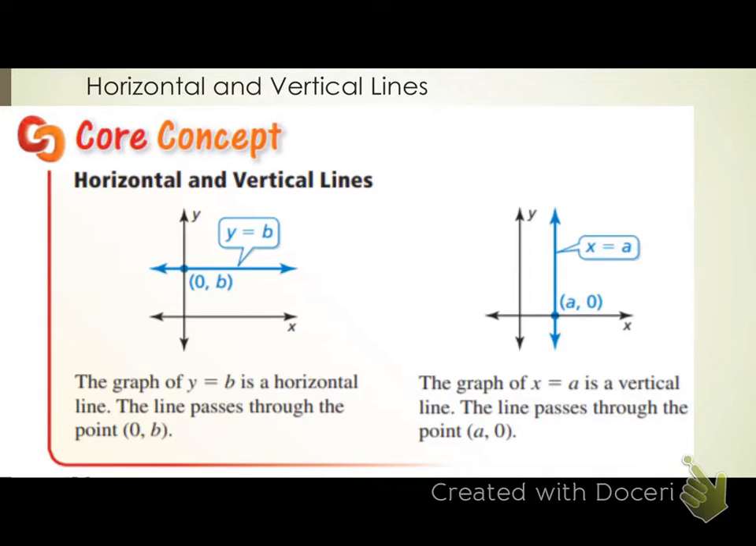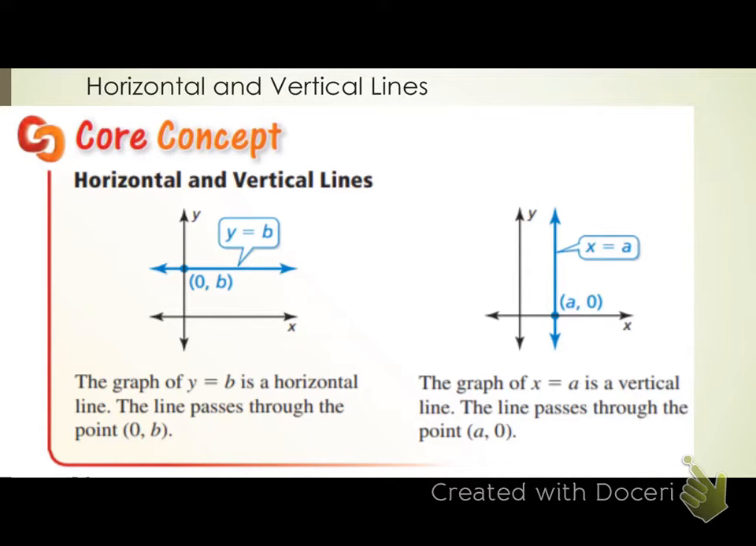Everyone understand that? Similarly, the graph of x equals a is a vertical line. The line passes through the point a, comma 0. In this case, all my x values are a: a, 0; a, 1; a, 2; a, 3; a, negative 5. All the x values are a. Any questions about horizontal and vertical lines so far?